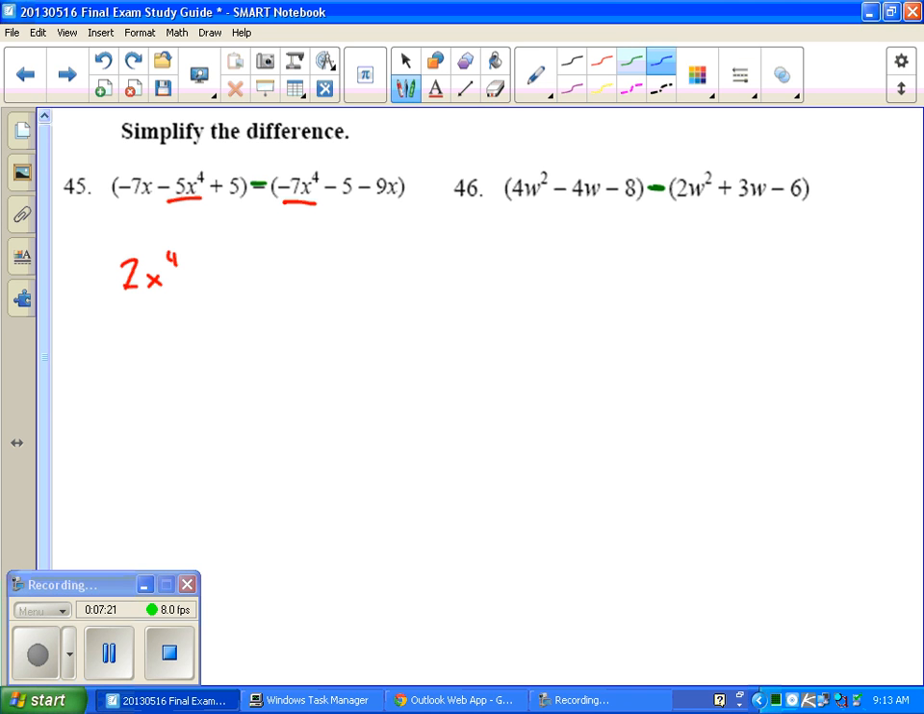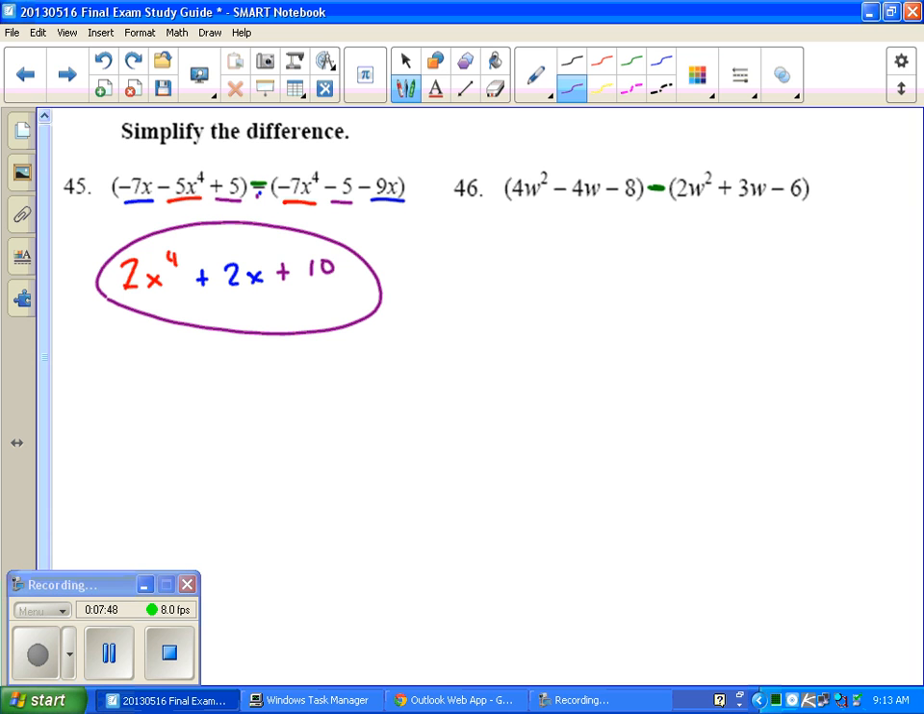The only one we have is x to the first power. So negative 7x minus negative 9x. Remember, minus a negative means plus 9x, plus 2x. And then the last one, positive 5 minus negative 5. Minus the negative again means plus. So 5 plus 5 is a positive 10. 2x to the fourth plus 2x plus 10.